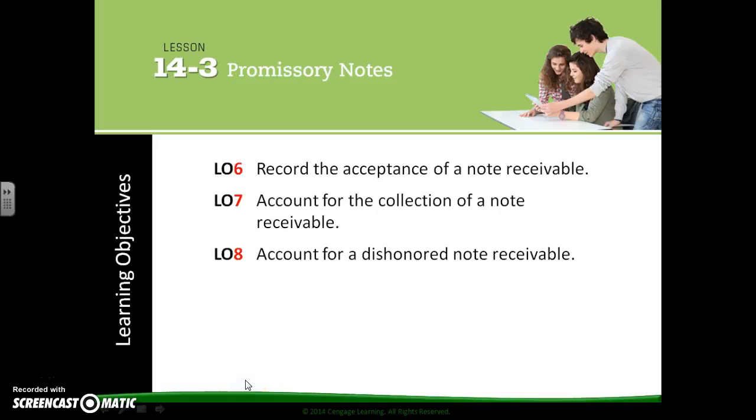Welcome back, accounting students. We are currently working in chapter 14, and we are all the way up to lesson 3 in chapter 14, which is promissory notes. One thing to consider is that in previous lessons we learned about buying and selling on account, and that sometimes a vendor or customer needs an extension of time to pay on the account. So in this particular lesson, we're going to learn how to account for credit that is extended for a longer period of time. So I think that's going to help.